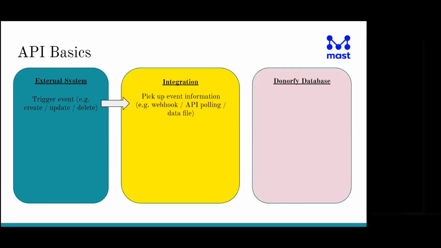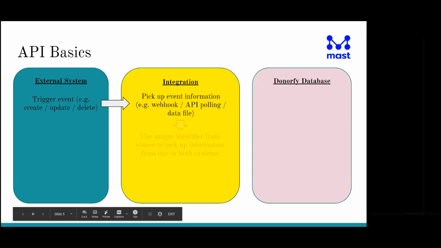Perhaps once a day, it will go through and find anything that's been created, changed, or deleted in the last day. And then it will take each of those records and go through the next steps. Or it could work on a data file, similar to exporting your data from the external system and then importing it into Donorfy. Instead, you would import it into this middle step here, and then your integration can do something a little bit more complicated if multiple things need to be done with that data, as we'll see next.